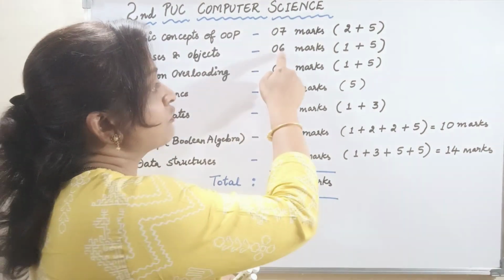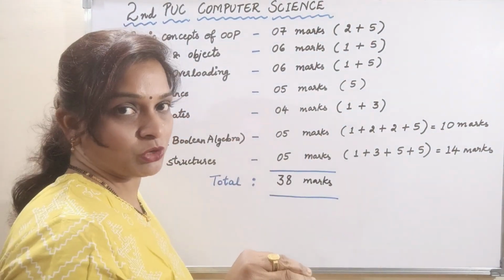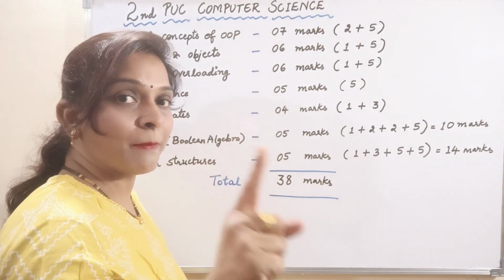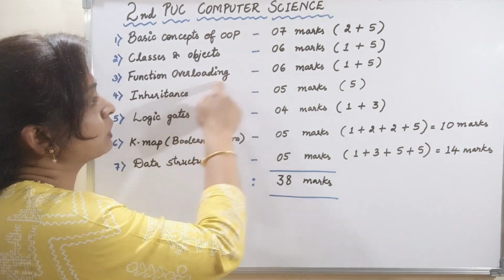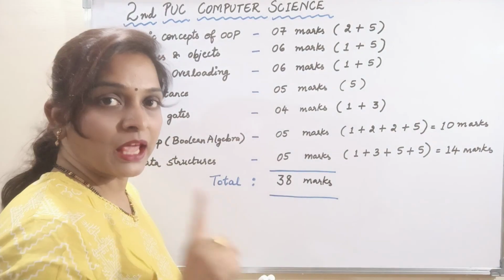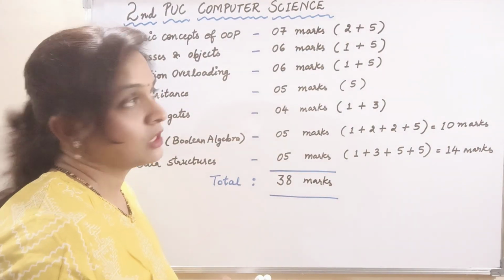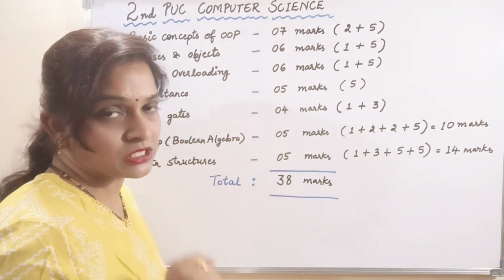So here you have 6 marks. One is an MCQ, the other one is a 5 marks question. If you leave the MCQ also, you can get a maximum of 5 marks. Then function overloading, it is again 6 marks, 1 plus 5, one MCQ and the other one is a 5 marks question. So again, if you leave the MCQ, a maximum of 5 marks you can get from this chapter.